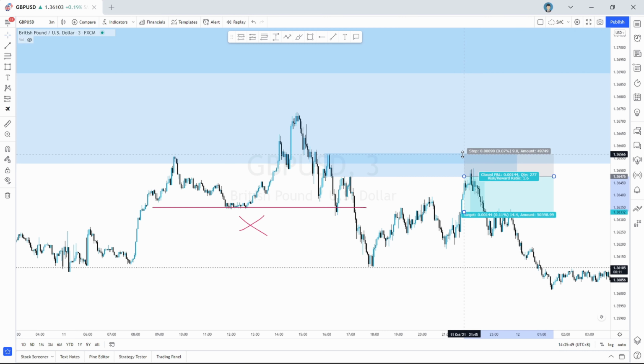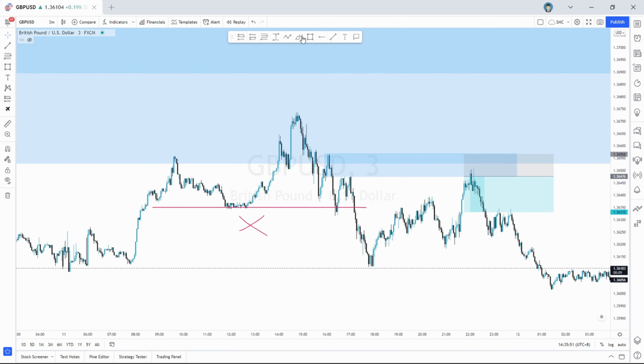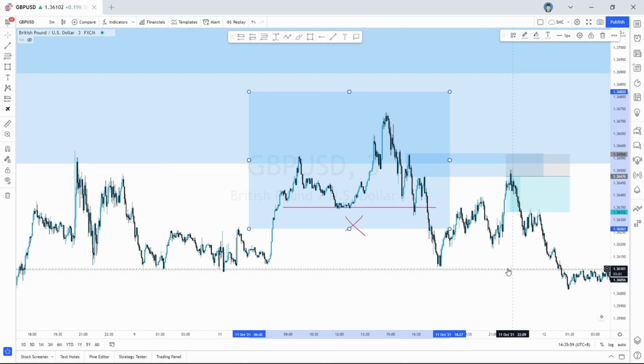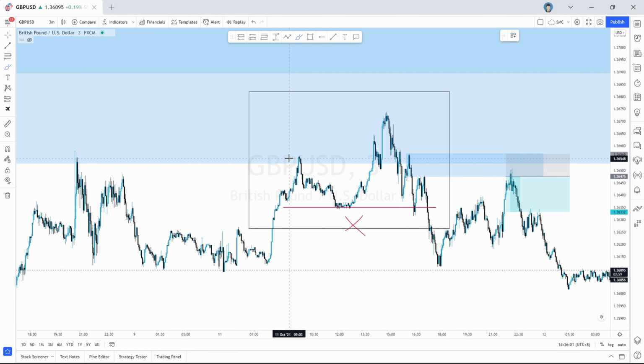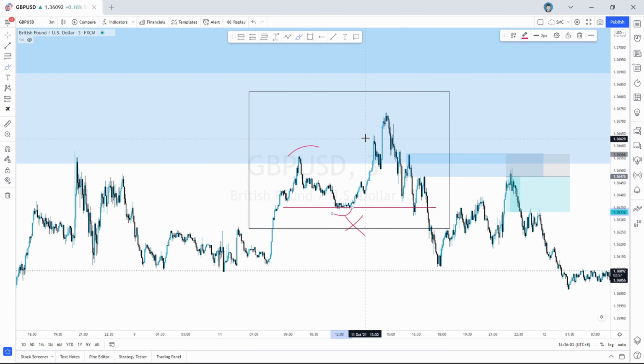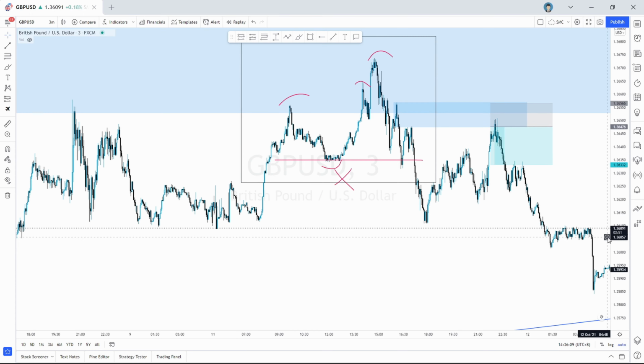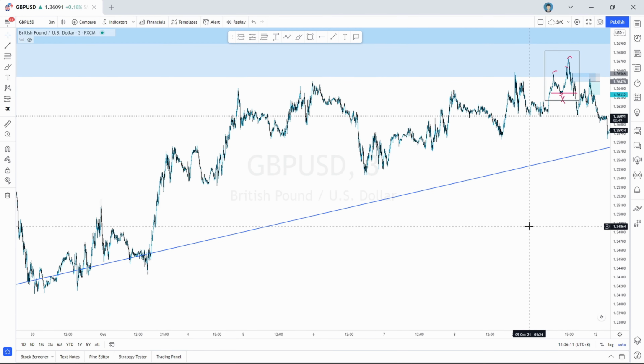But we can look for re-entries over here. As you can see, unmitigated OB over there, even the refined one over there. Also, I see a Wyckoff distribution, my bad, buying climax, AR, UT, and a UTAD, hence schematic 1 distribution. As you can see, it's the same thing.